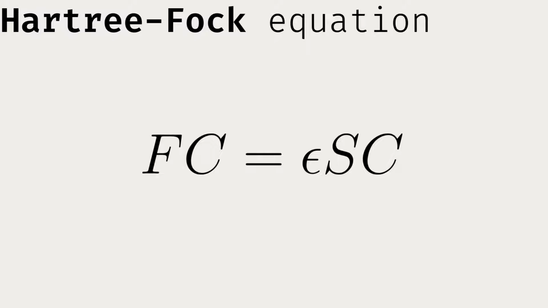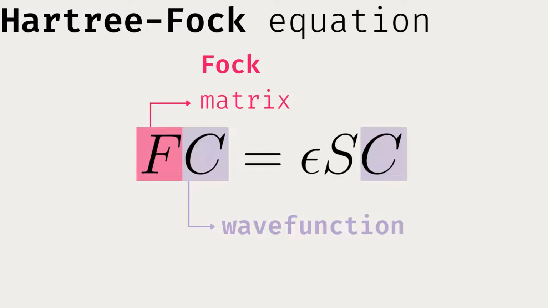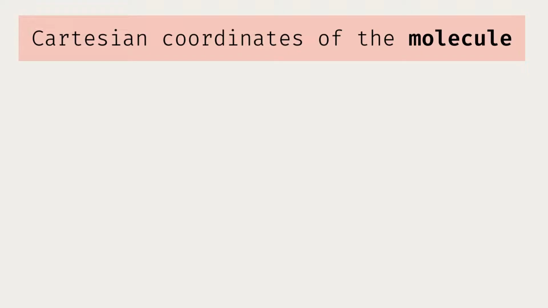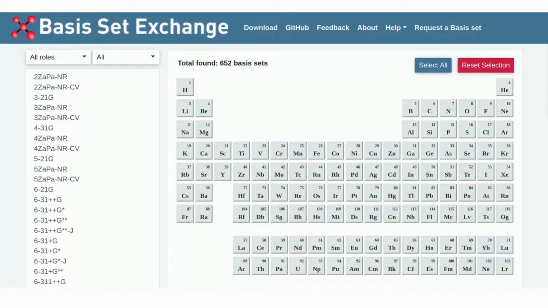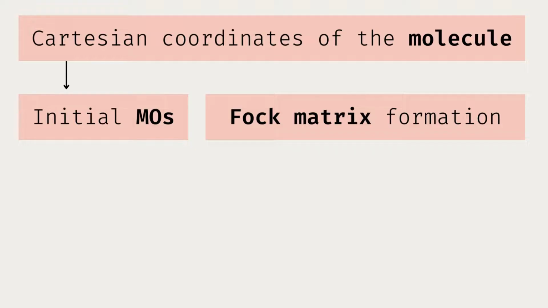In the main equation of the method, we have the matrix of the Fock operator, analogous to the Hamiltonian. The capital letter C represents the wave function. The letter S represents the superposition of the orbitals in space, that is the overlap, and the epsilon is the energy. To obtain it, you need to implement the algorithm called self-consistent field. In it, you first take the Cartesian coordinates of the molecular system, form the molecular orbitals by using basis functions, and these basis functions are parametric data of atomic orbitals obtained from the basis set exchange. With this, the Fock matrix is formed.